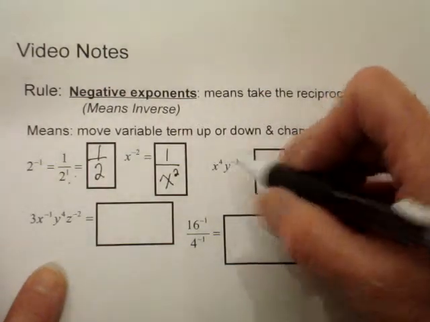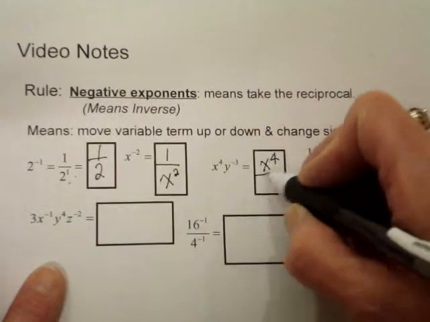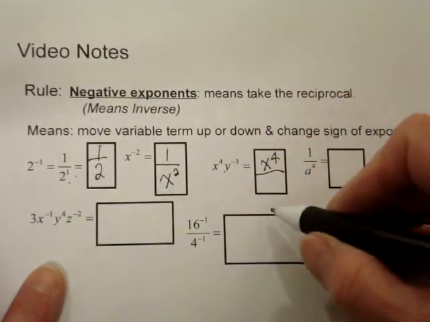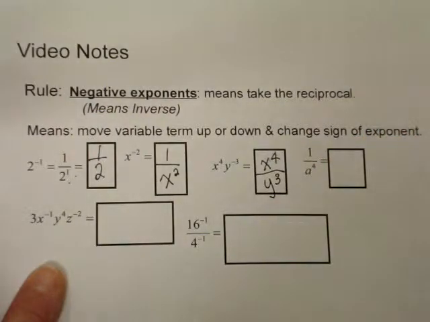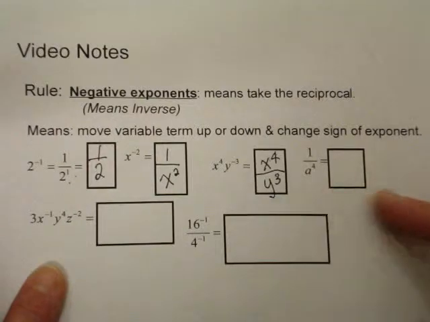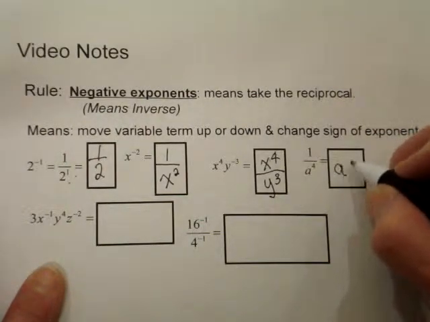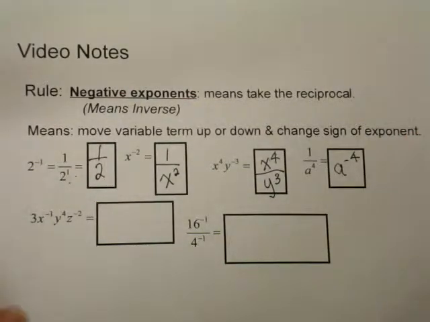So for this one, x to the fourth, that's a positive, so that stays on the top. The only thing that changes is the y to the negative 3. The negative means bring it down, and it's y cubed, like there. Okay, 1 over a to the fourth. If I was asked to write that so that there was no denominator and everything was in the numerator, I would bring the a to the fourth up, but make it a to the negative 4. So you notice that the sign of only the exponent changes if you move it from the numerator to the denominator or denominator to the numerator.